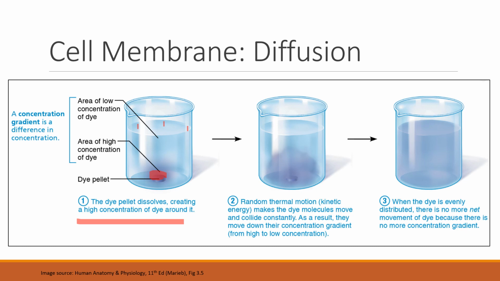So what happens is that through kinetic activity, through thermal motion, the particles of the dye spread out to the point where it's evenly distributed, so that there's no longer an area of high or low concentration. It's all relatively equal throughout the beaker, right? So there is no longer a concentration gradient once it finishes.